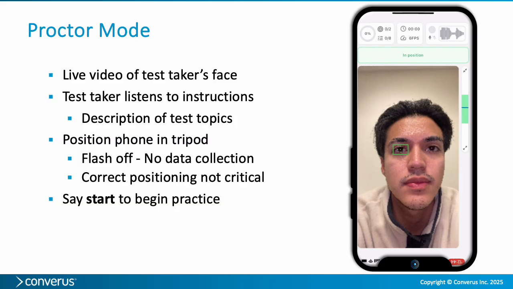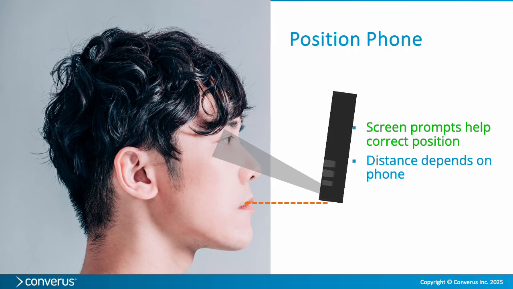During the pre-test instructions, it's not required that the examinee be in the optimal position, but it does give the test proctor time to make adjustments. When the flash is enabled, you can make final adjustments. The instructions proceed at their own pace until the test taker is prompted to say Start to begin the practice test.